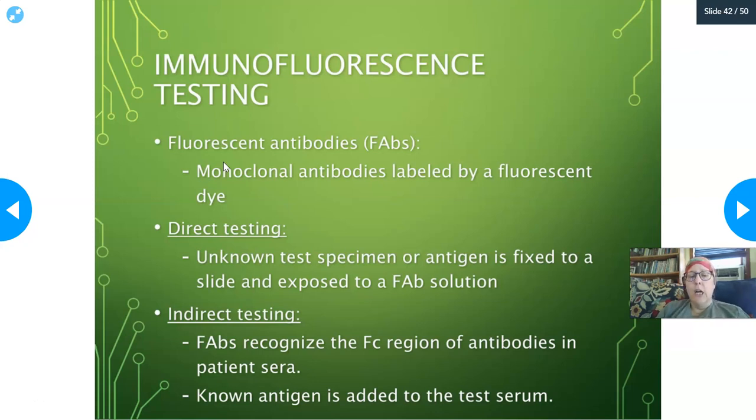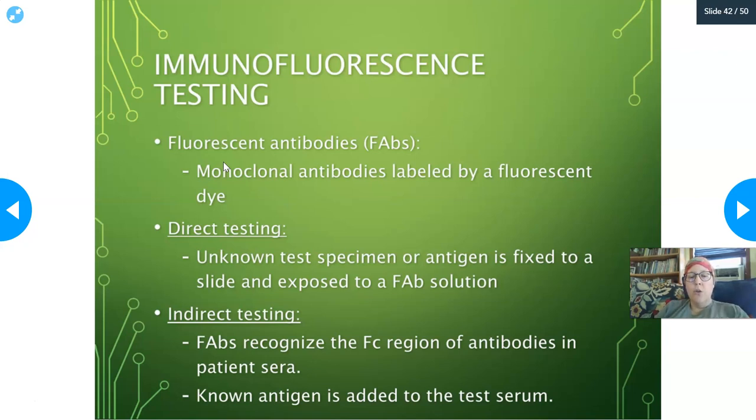Indirect testing, the fluorescent antibody recognizes the Fc region of antibodies in the patient's sera. So it's an antibody to an antibody. If you remember, the antibody is like a Y molecule, right? So we have the ends of the Y, which is what binds to the pathogen, and then the tail end is what binds to white cells from your immune system. Well, this is a fluorescent antibody to the tail end of the antibodies in the patient's serum. So it's an antibody to an antibody.